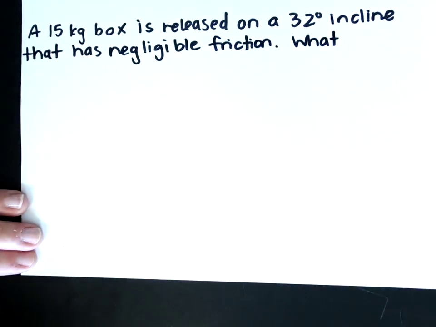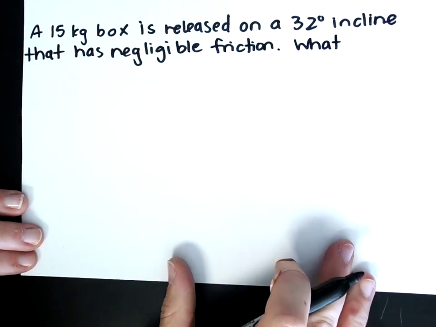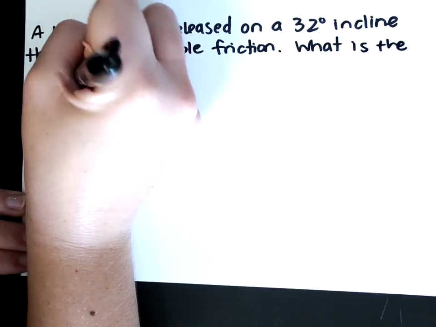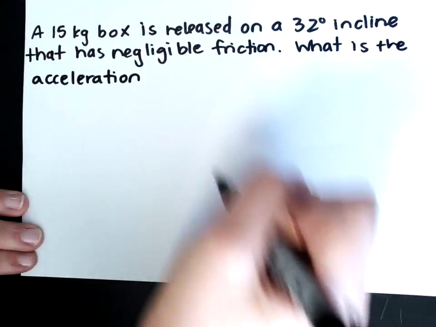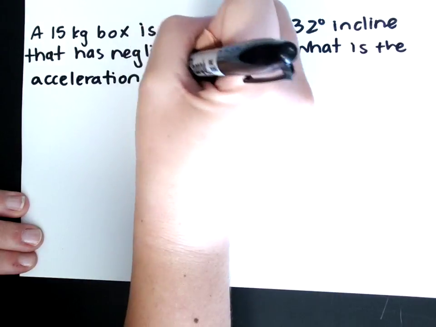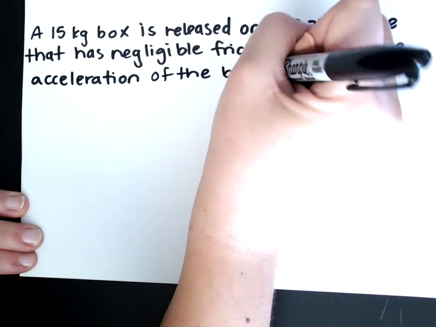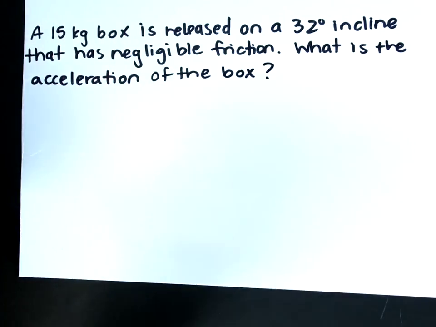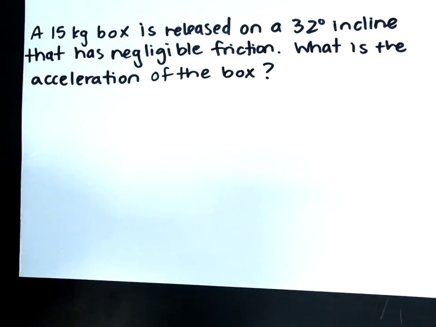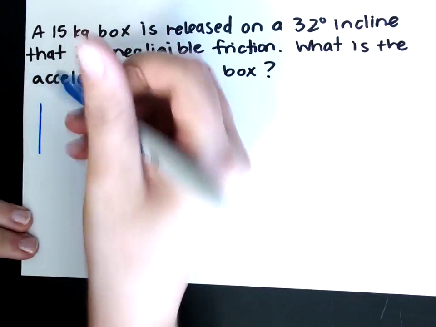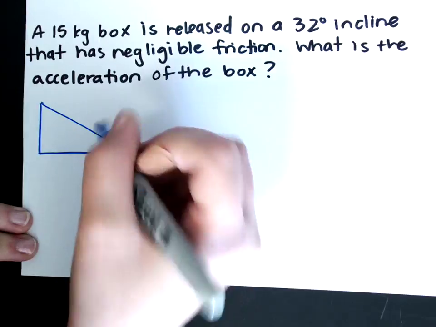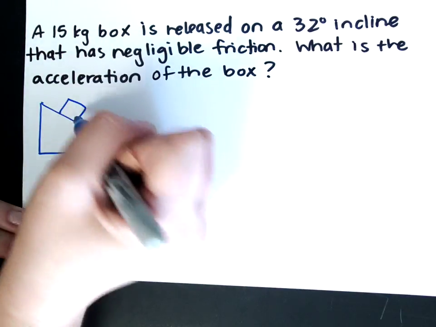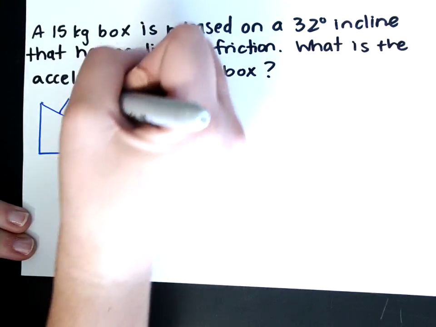Is that really the problem that we're doing? It says frictionless surface, but there's friction. Right? So we're ignoring friction. That's what negligible friction means. So I want to know, what is the acceleration of the box? Okay, so let's draw a picture to start us off. Here's our incline, 32 degrees. Here's our box, 15 kilogram box.